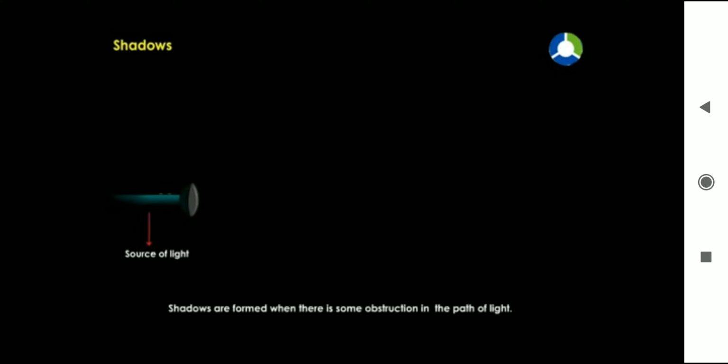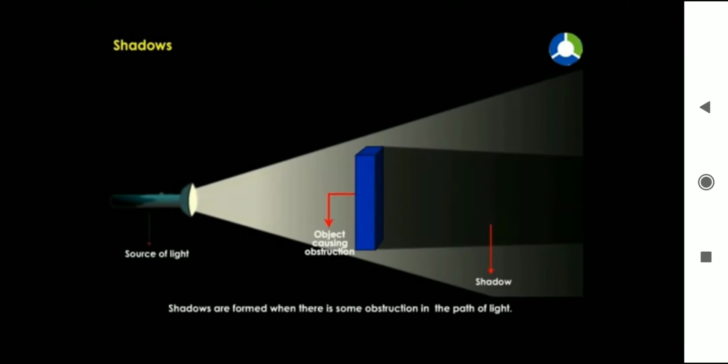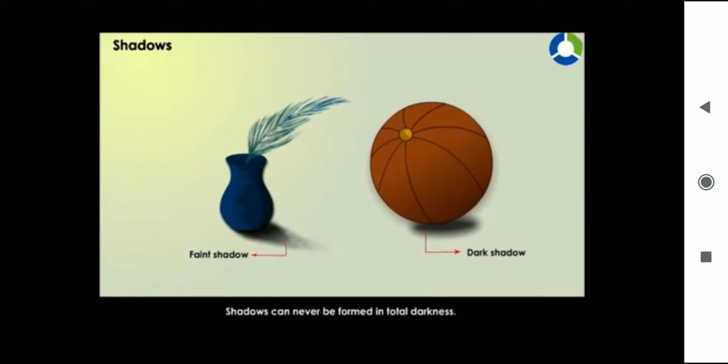Shadows. Shadows are formed when there is some obstruction in the path of light. Light is always needed for a shadow to form. Shadows can never be formed in total darkness. Some objects cast dark shadows, while some cast faint shadows.